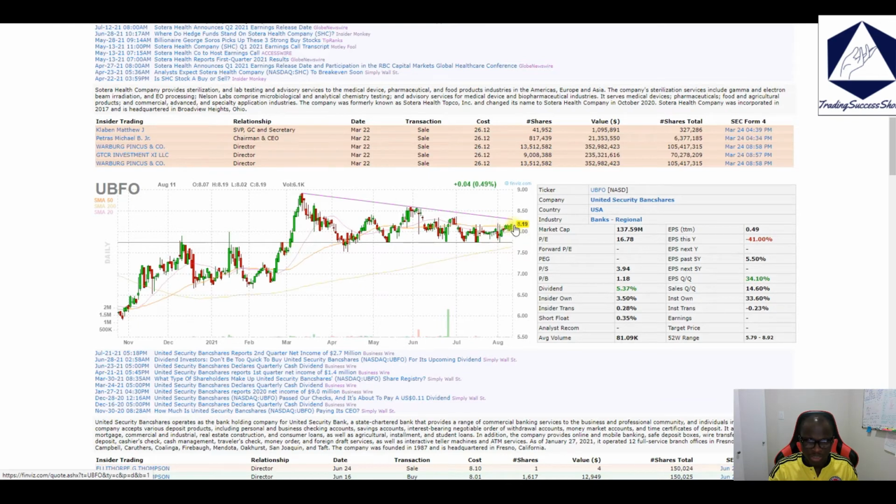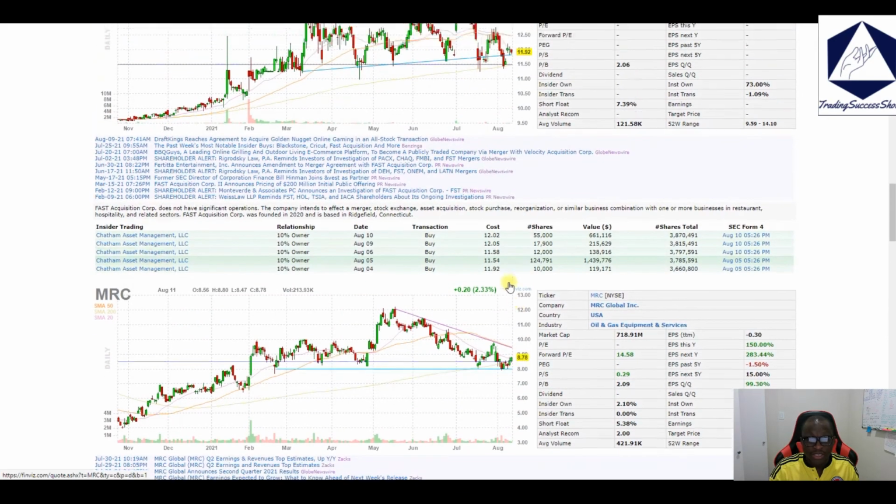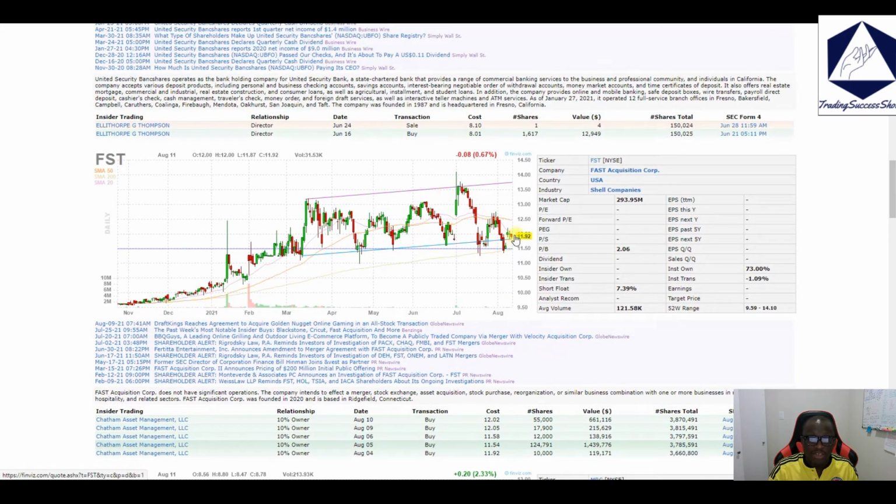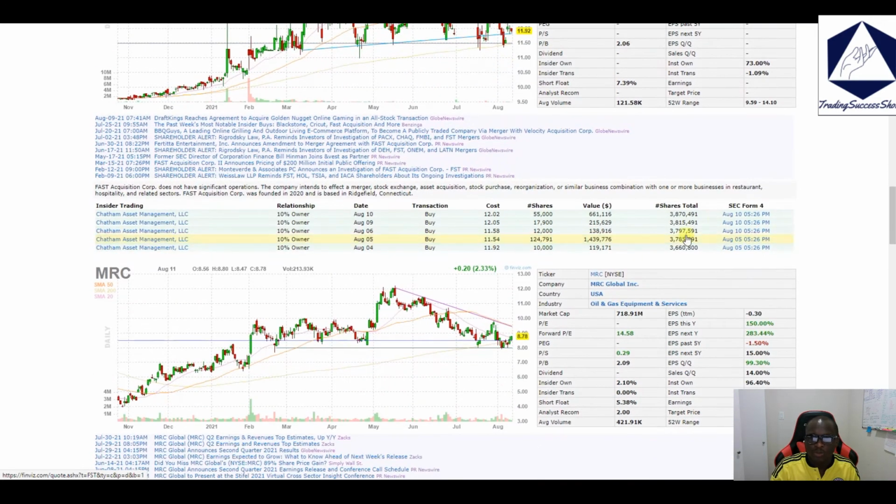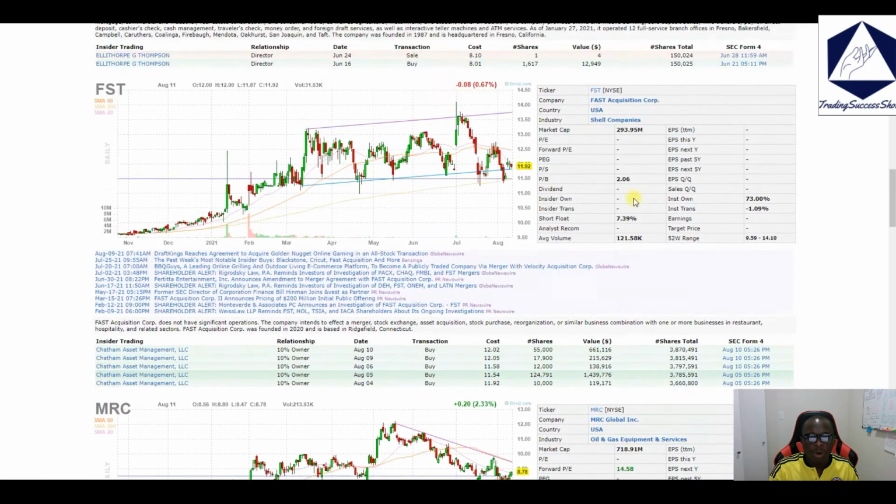Right now we're pretty much above the middle of our horizontal support and resistance. Look at this, the same thing as well. We're now back to the demand zone, our support spot, and we got a lot of buying coming in. We have 10% older buying more of FST, right?